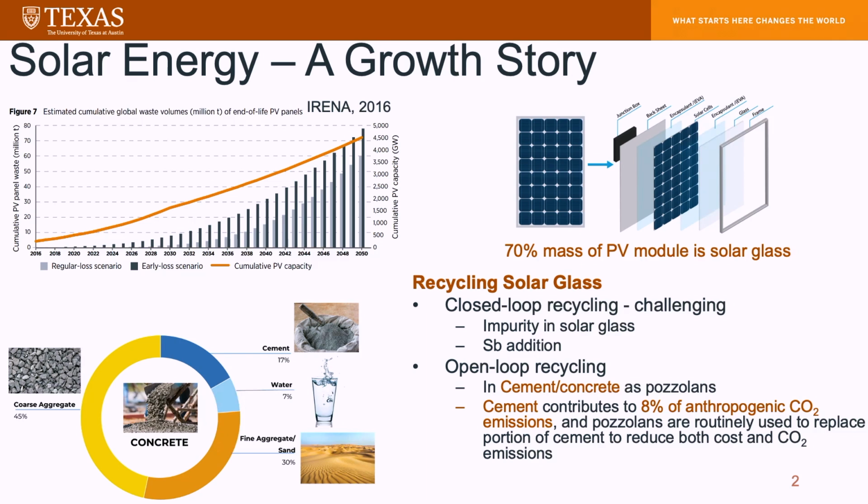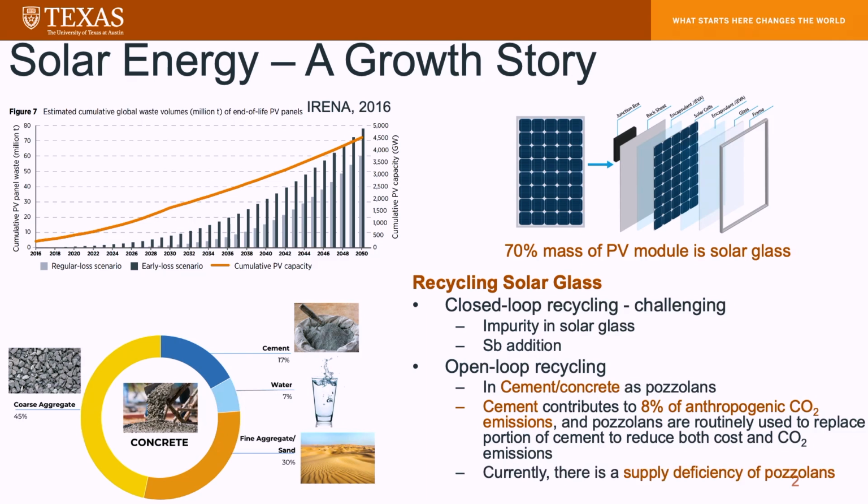Now, what is a pozzolanic material? When cement and water react, calcium hydroxide and calcium silicate hydrates are the major hydrated products. Now, the calcium hydroxide can react with amorphous silicates that are in the solar glass to form calcium silicate hydrate again. So this helps us to reduce the amount of cement in the concrete by replacing the cement with solar panel glass.